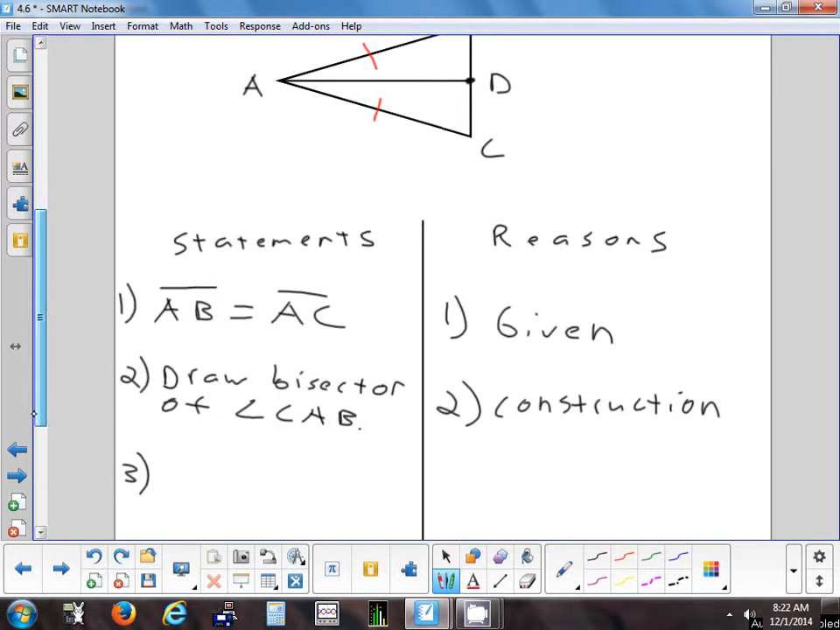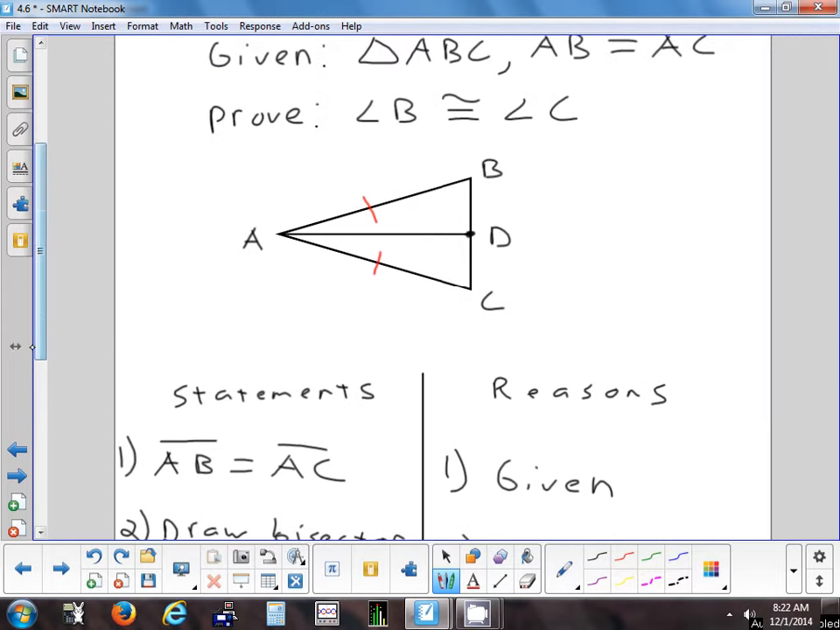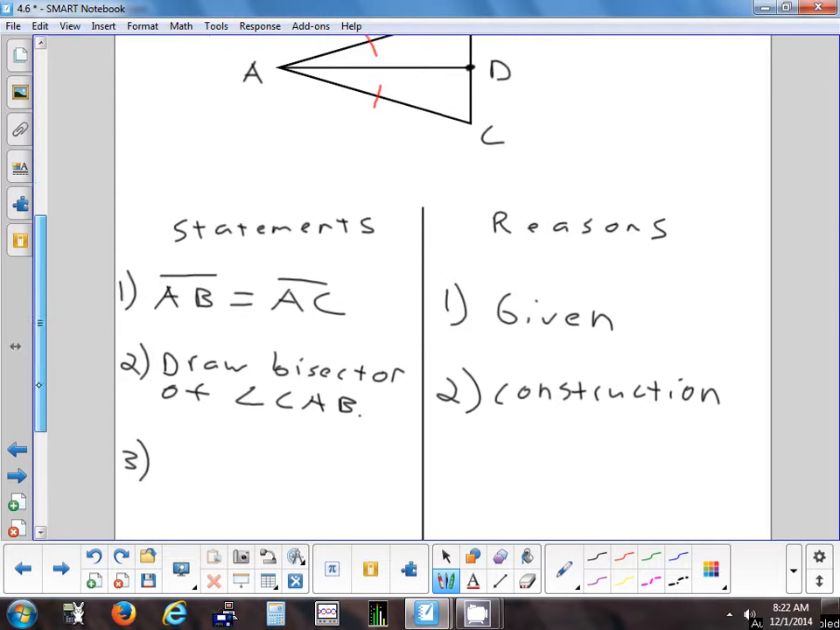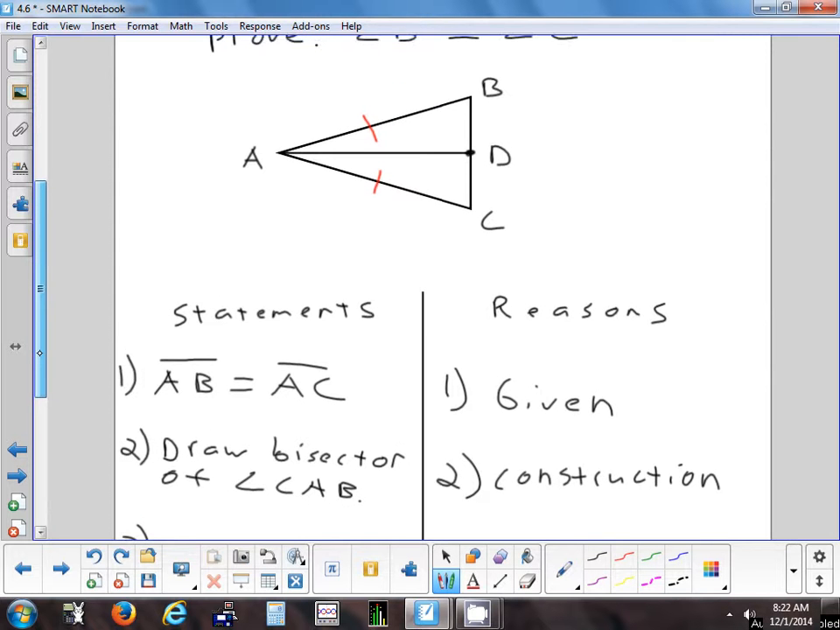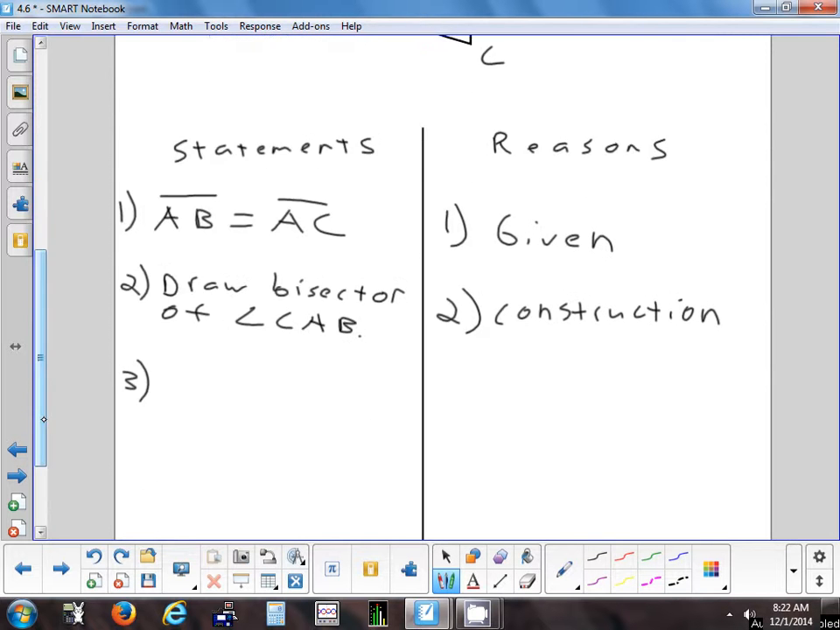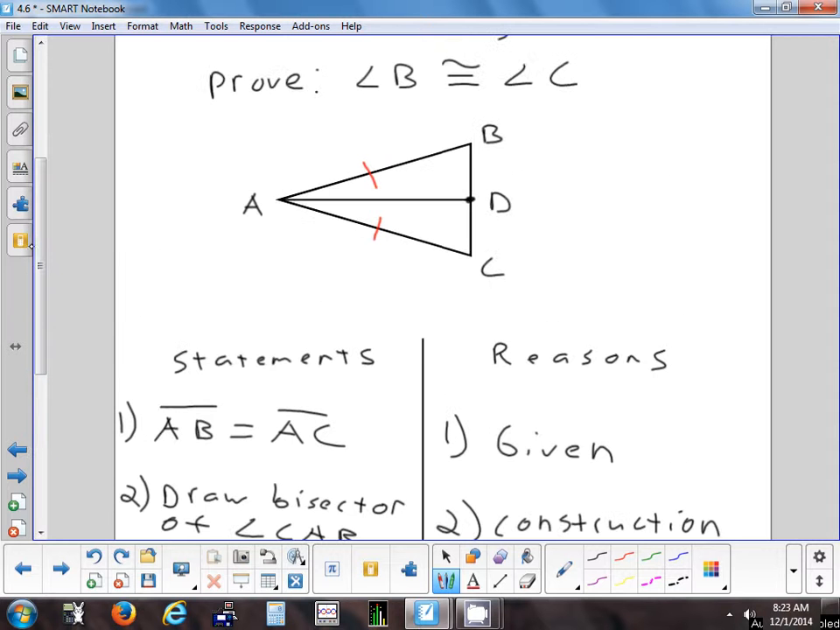Since we just bisected angle CAB, what can we say now? We just created a couple angles here that are congruent. Yep? Well, you could say AD is congruent to AD. Okay, we could also do that. We're going to have to do that eventually. And what's the reason for that? That's reflexive. All right, so now we've got a side, we've got a side.